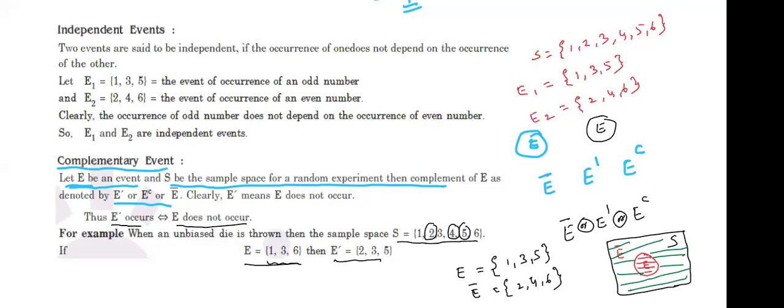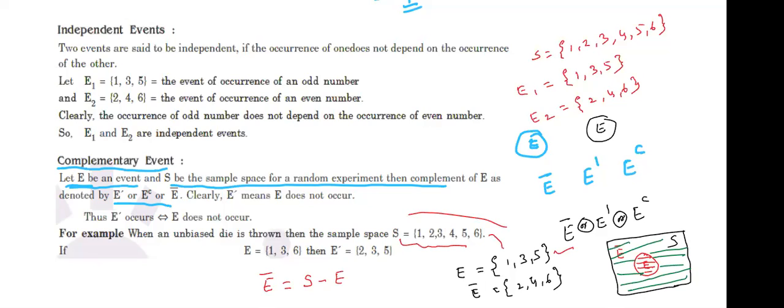Did you understand, students? If an unbiased die is thrown, then the sample space S is 1, 2, 3, 4, 5, 6. Let E be the event of getting an odd number. Then E complement is equal to the total sample space minus E. Subtract these two, then you will get E complement.